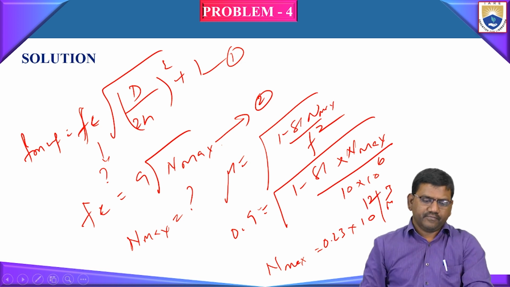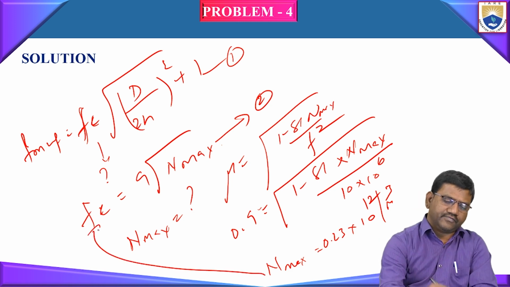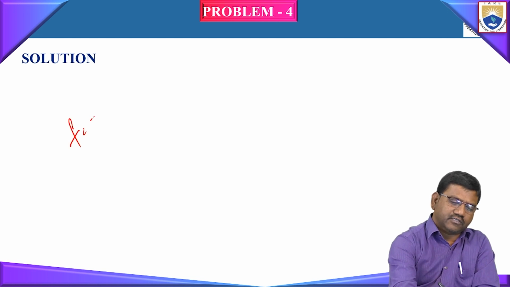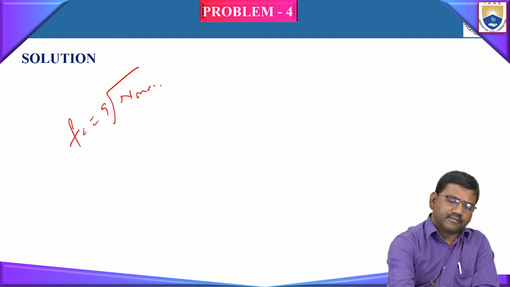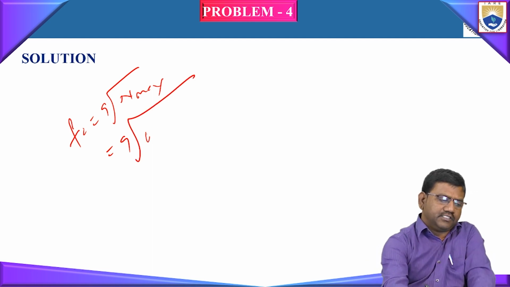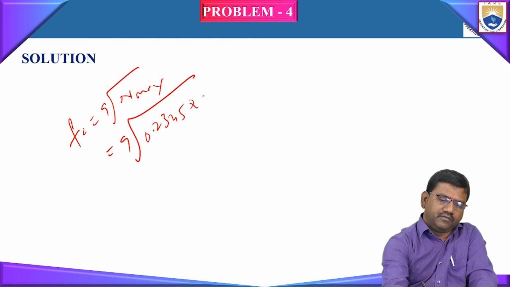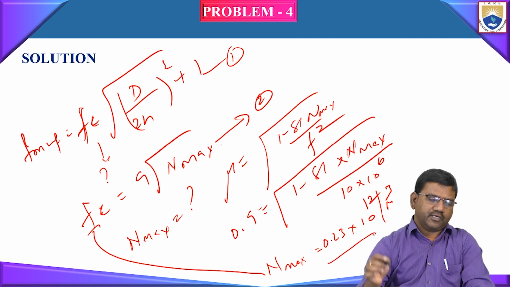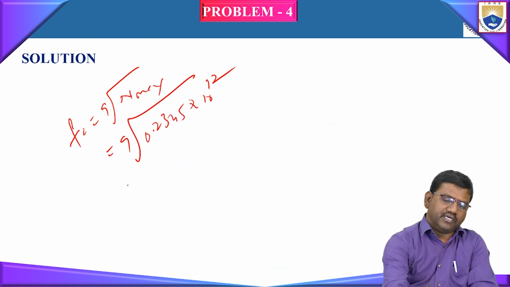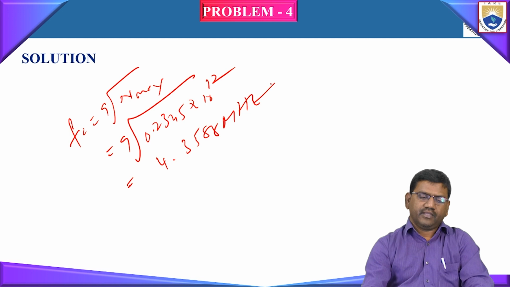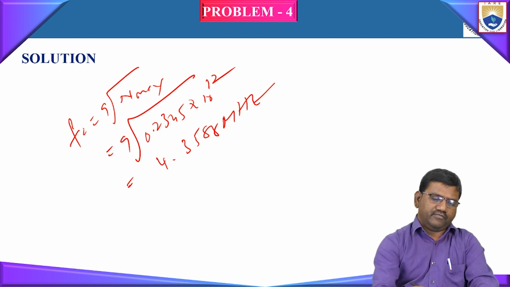Now this N max value you should substitute in fc here. If you substitute in fc, you will get the value of fc. So fc is equal to 9 root N max. What is the N max value? 0.2345 into 10 power 12. Just now we got the N max as 0.23 into 10 power 12. Substitute this value here. If you simplify this, you will get 4.3588 megahertz here.